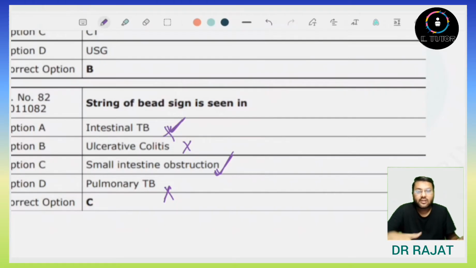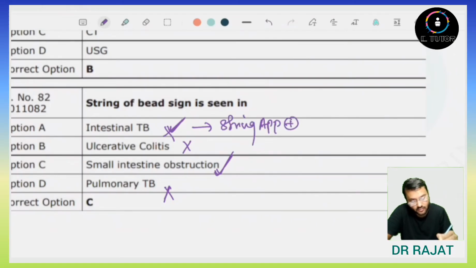String of bead appearance is seen in the small intestinal obstruction. If we talk about intestinal TB, then it is the string sign. And in ulcerative colitis, lead pipe appearance.